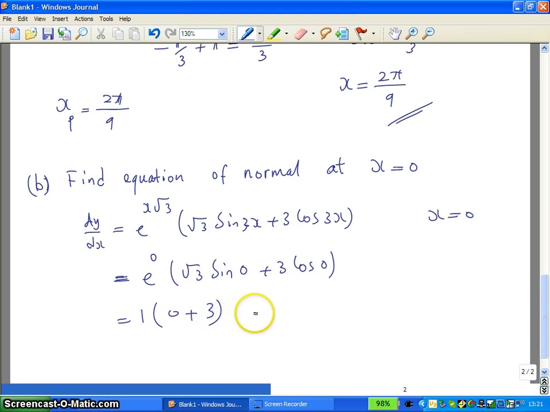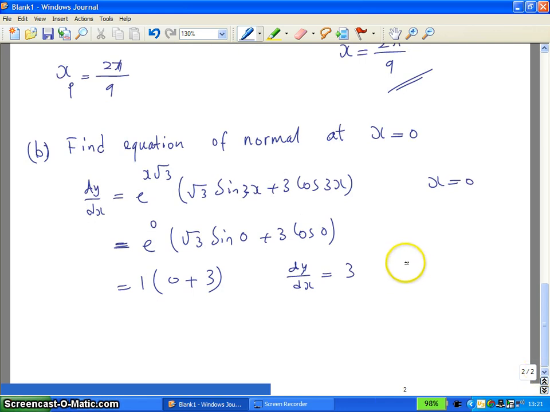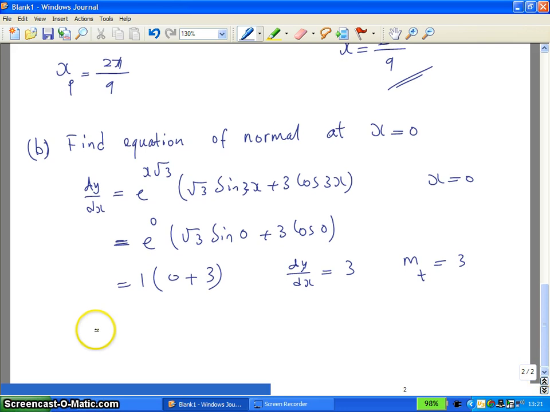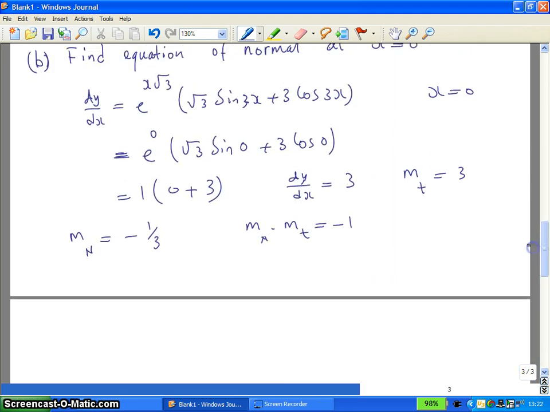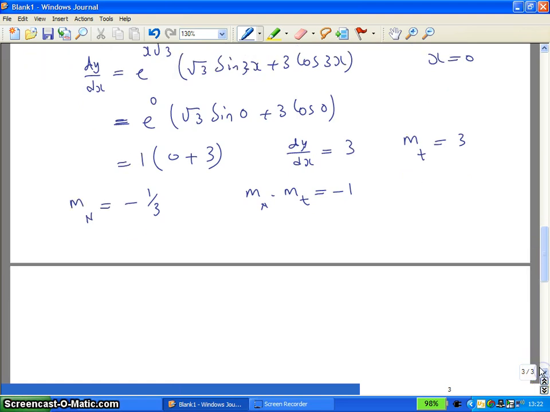So therefore we can see that dy/dx must equal 3 times 1, 3. Okay, so this is the m of the tangent, which is equal to 3. It's the same as the derivative. So the m of the normal is minus 1 over 3. Remember, since m_n times m_t is equal to minus 1. I'll leave that for you to work out. So now that I've got the gradient of the normal, I can write its equation.